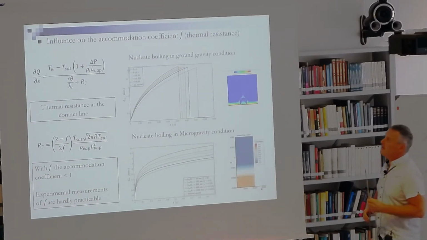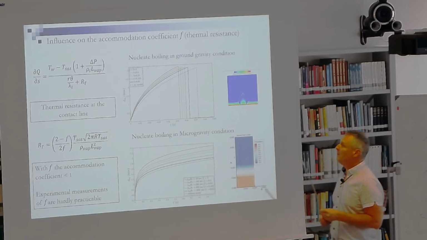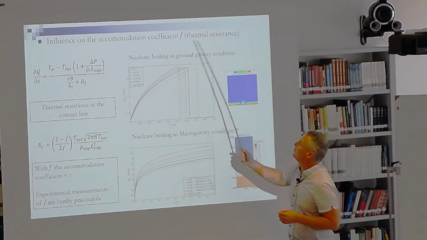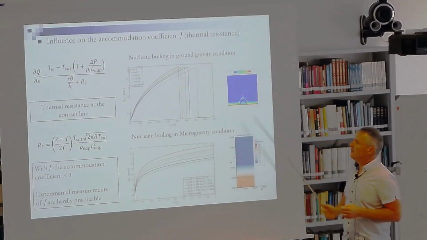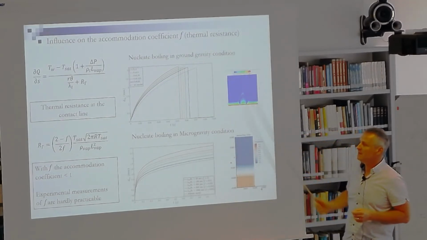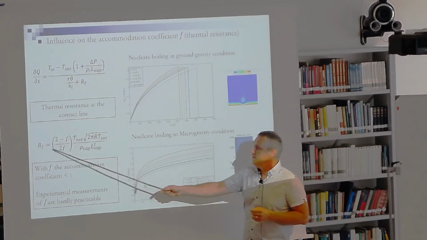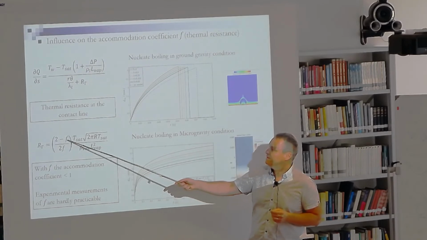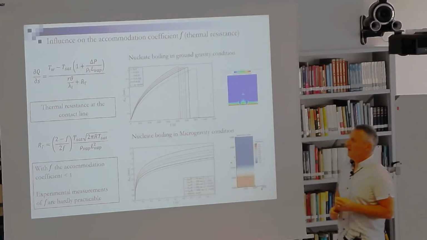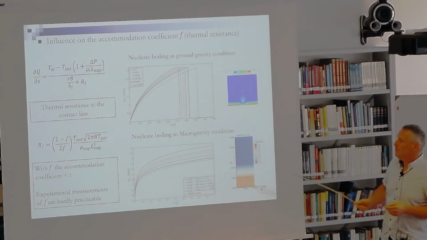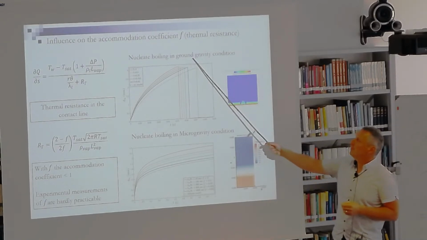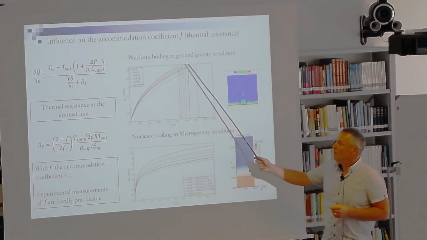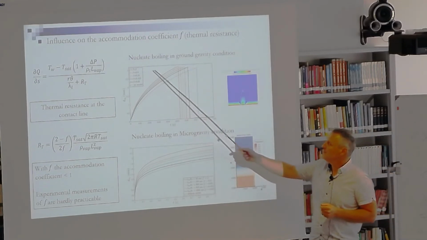Okay, so to summarize, here we have done parametric studies on the influence of the accommodation coefficient F, which is related to the thermal resistance, as previously stated. This is the thermal resistance, and here the accommodation coefficient. And we have done two kinds of studies, the kind in a ground gravity condition. And here we observe the sensitivity of our results to the accommodation coefficient.